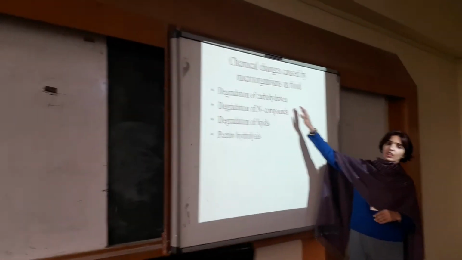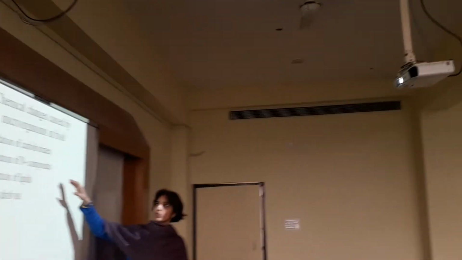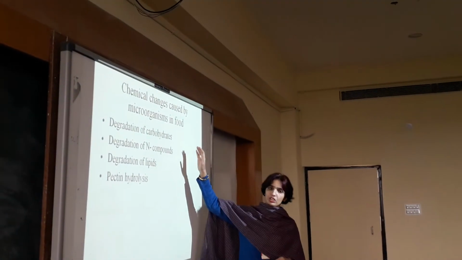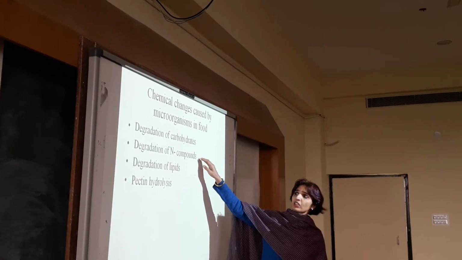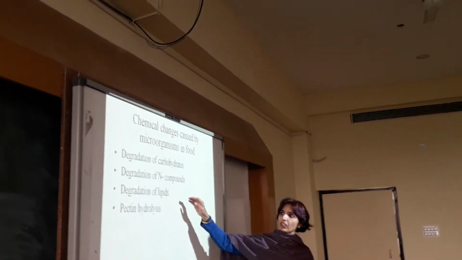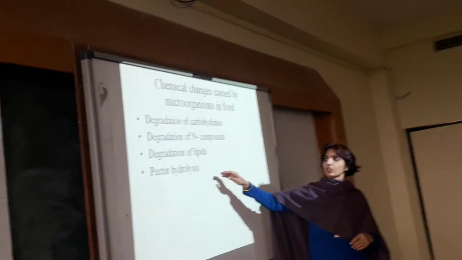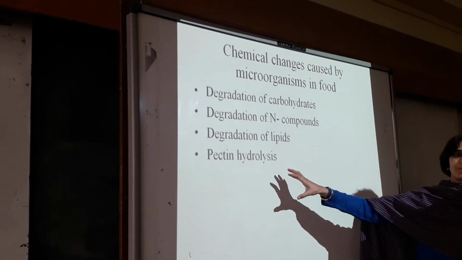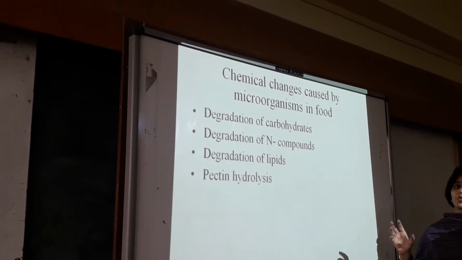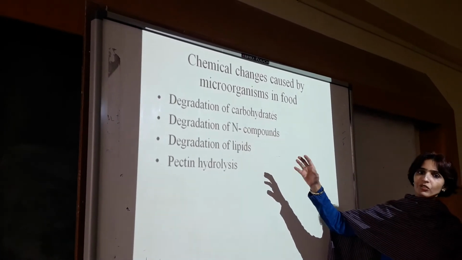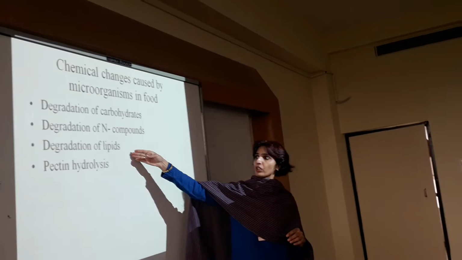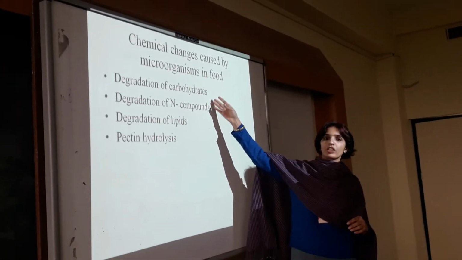So when we are dealing with the chemical change, the first thing which is happening in the food is the degradation of carbohydrate. The carbohydrate content in the food stuff gets changed. Then comes the degradation of nitrogen compound, then the degradation of lipids, and then the peptide hydrolysis. Peptide is the component which is present in all the raw vegetables and fruits. So when peptide gets hydrolyzed, all the vegetables and fruits get deteriorated. In the same manner, lipids get deteriorated, and in the same manner, nitrogen compound and carbohydrate.